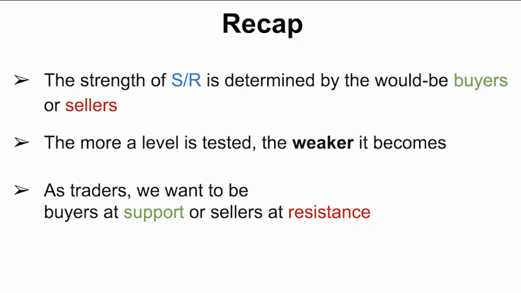Support and resistance are physical illustrations of supply and demand, depicted through price action. SR can either be diagonal or horizontal. Now, the strength of SR is determined by the would-be buyers or sellers. The more a level is tested, the weaker it becomes. And finally, as traders, we want to be buyers at support and sellers at resistance.